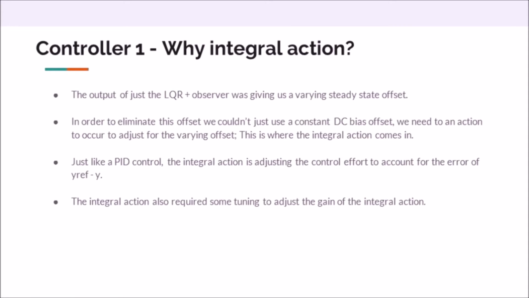Just a few comments on this slide to discuss the integral action. When we first created this control algorithm, we were getting a varying offset that couldn't be fixed with a DC bias. Anytime we tried to offset it by a constant value, it would only account for one of those offsets. So it could be very difficult to offset that steady state error. Just like the integral action in a PID controller, the integral will integrate the error over time, and that can bring us back towards the commanded set point.